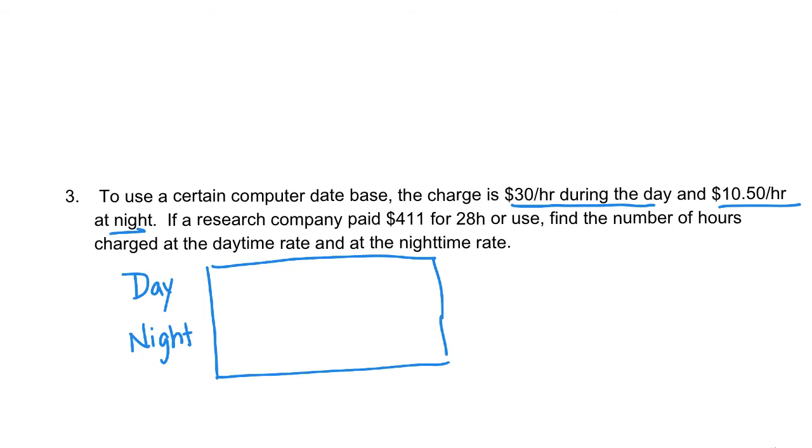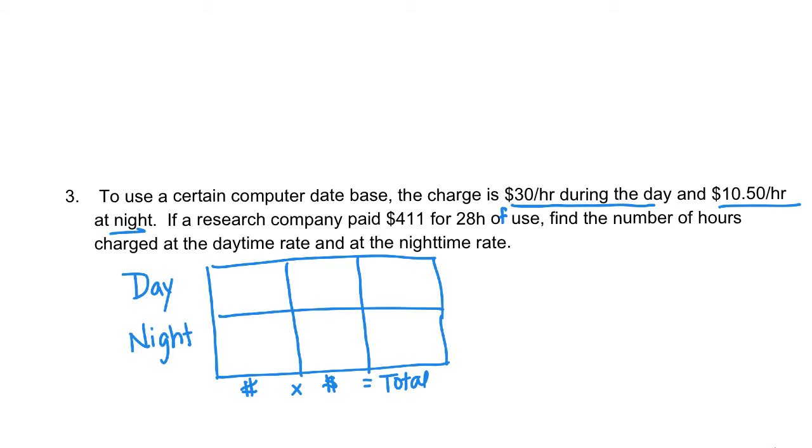And remember what's happening here. I guess I'm going to have to draw it on the bottom because I have run out of room. I am taking the number of hours times the price, and that's going to give me the total. And it says, if a research company paid $411 for 28 hours of use, this should say of, not or, find the number of hours charged at the daytime rate and at the nighttime rate.